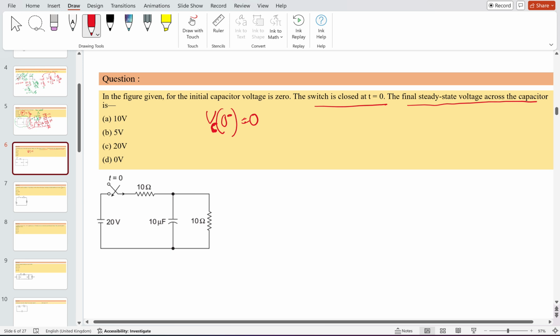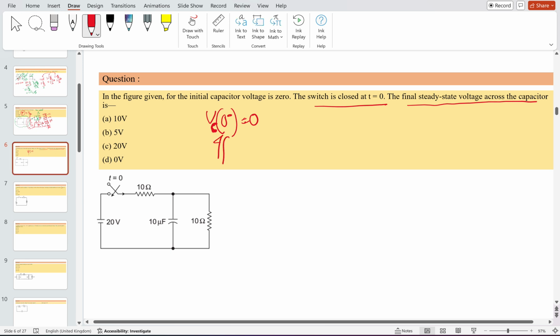Okay, let me give the solution for this. Option A. Let's see how to solve this problem. In the previous tutorial session, I told you that there are standard equations if it is a linear circuit and there is only one energy storing device.